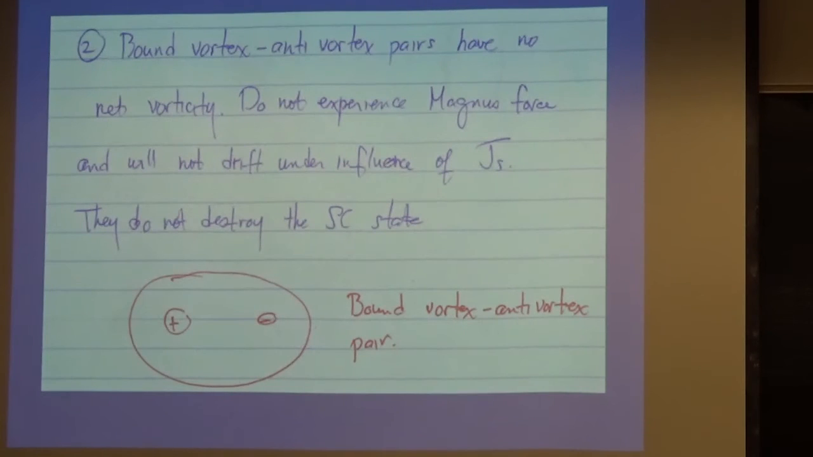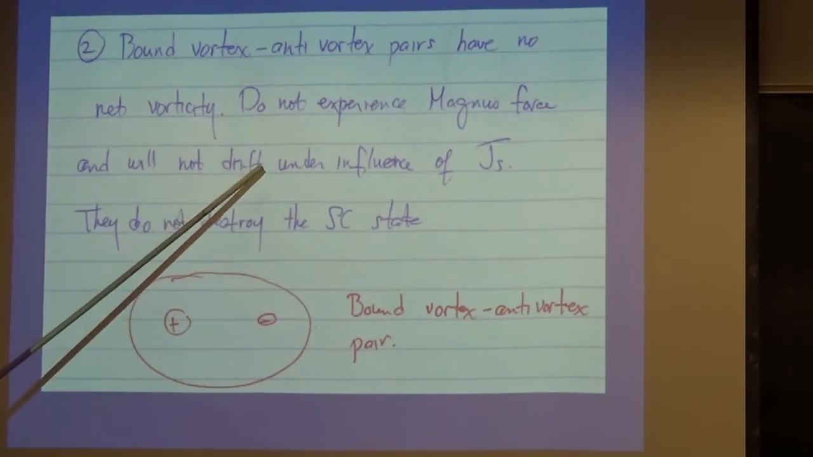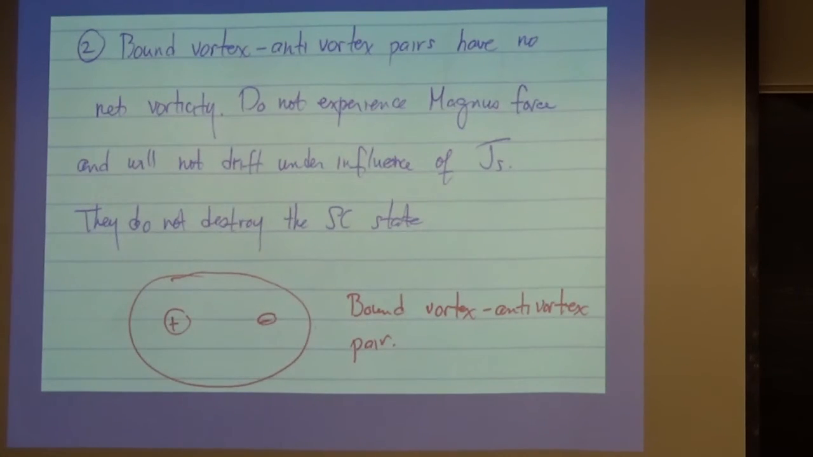The other way that I can have a superconducting state in the presence of vortices beyond pinning them is if they bind. There's an attraction between vortex and anti-vortex pairs, and a bound pair of vortices of opposite sign has no net vorticity. So they don't experience Magnus force, and they're not going to drift under the influence of the supercurrent. Therefore, when these are bound together, there's no destruction of the superconducting state.